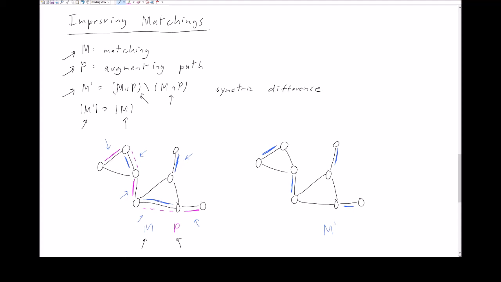Also note how the augmenting path actually helps us improve. It lets us alternate the edges of M with the non-matching edges, and instead we include the non-matching edges in our augmenting path in our new matching M prime. Finally, note that our new matching M prime has one more edge than our original matching M. In this case, our matching M has 3 edges, and our matching M prime has 4 edges.